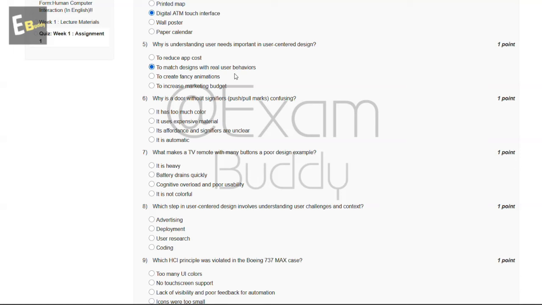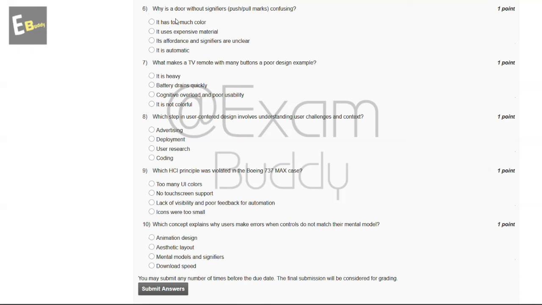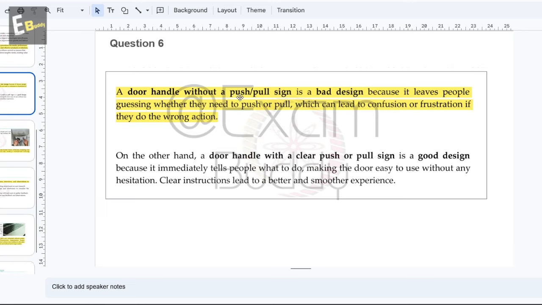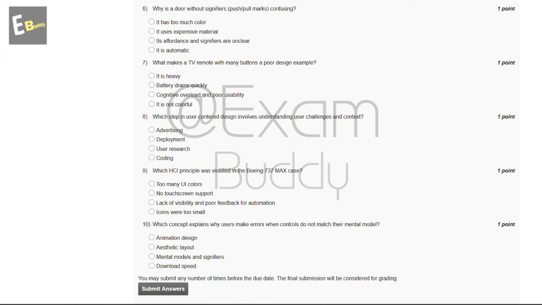And now let's go to our question number 6. Why is a door without signifiers, push-pull marks, confusing? So these are the options. And now let's check the explanation. So explanation says a door handle without a push-pull sign is a bad design because it leaves people guessing whether they need to push or pull, which can lead to confusion or frustration if they do the wrong action. So the answer of our sixth question is C. Its affordance and signifiers are unclear.